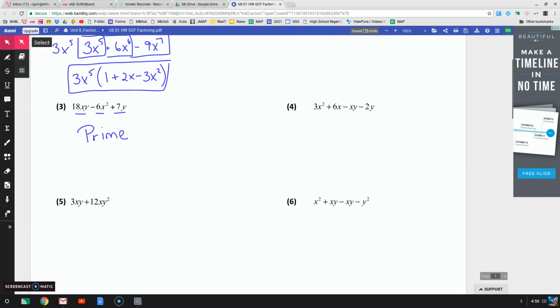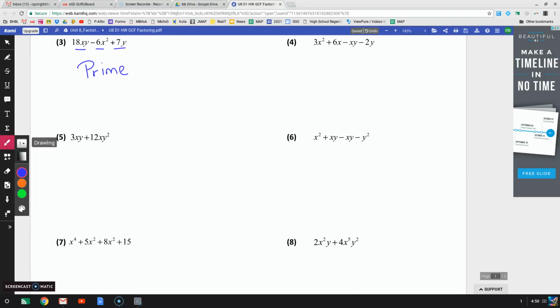Okay, let's skip down to number 5. Again, I can use my box method. So I've got my 3xy and my 12xy squared. And I'm asking myself, what factor do they share? Well, they share a 3. Did they share any letters? Did they share an x? And did they share anything else? They share a y. So now I'm going to divide that out.